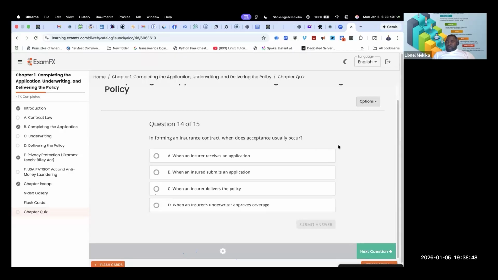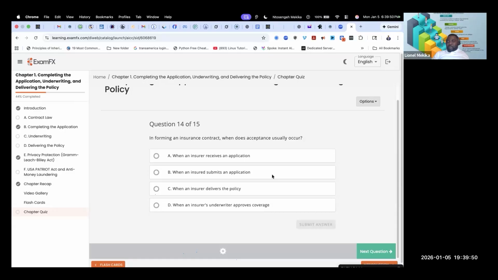Okay. Next, question 14: in forming an insurance contract, when does acceptance usually occur? Again, in forming an insurance contract, when does acceptance usually occur? When an insurer receives an application, when an insurer submits an application, when an insurer delivers the policy, when an insurer underwrites the approved coverage. Okay, guys, you have to hold till I finish reading because those answers popping up just get me confused. Let me read the answers again.